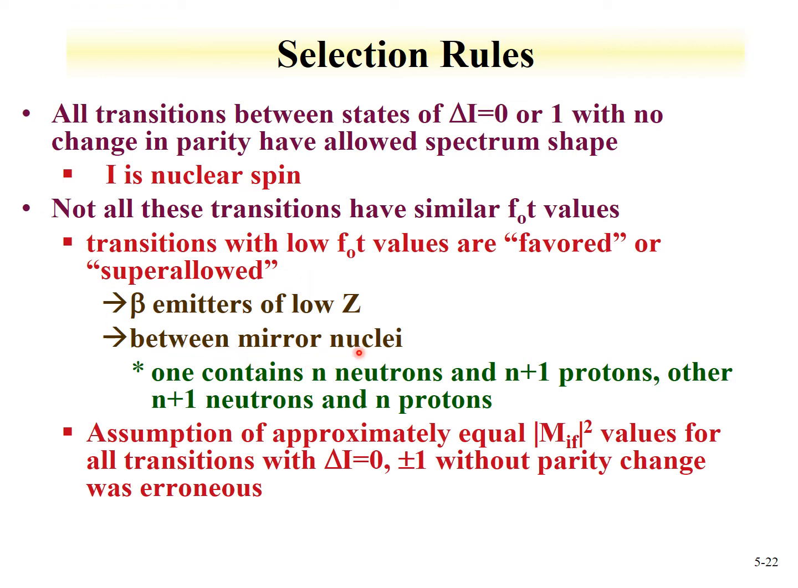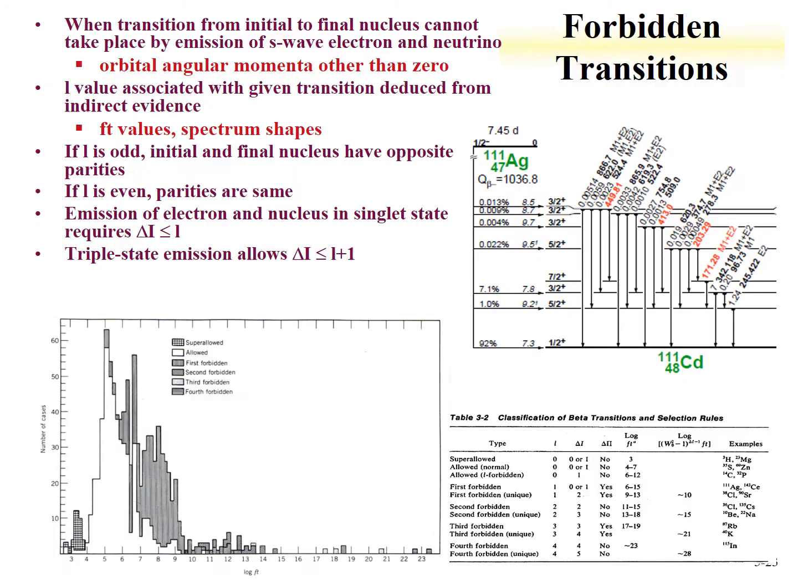These assumptions, when we go back to the model, assume approximately equal matrix element values for all transitions without parity change. This is not particularly true. The matrix element can change, so this is why we get some of these forbidden transitions.